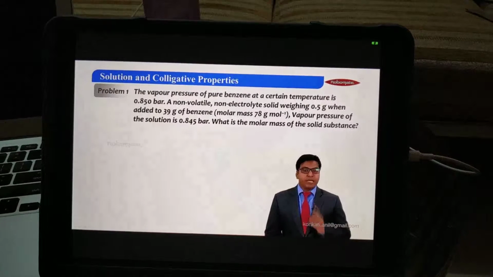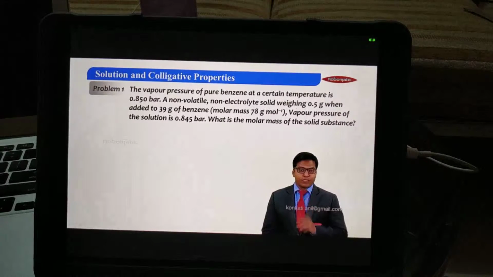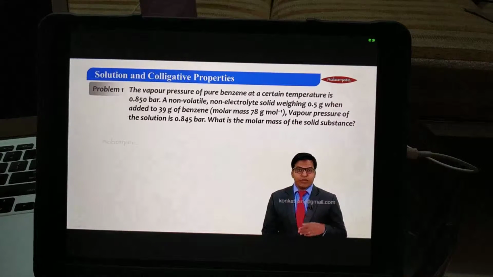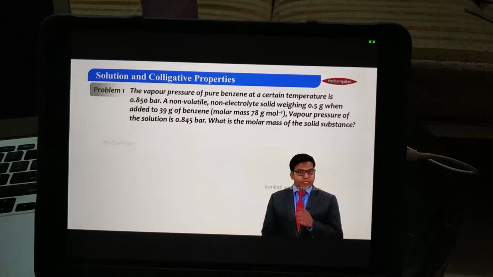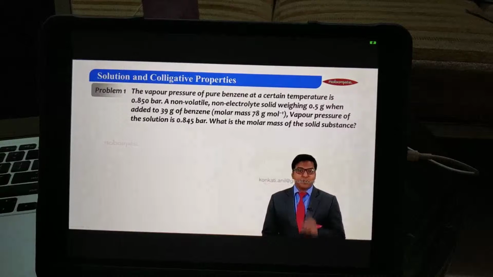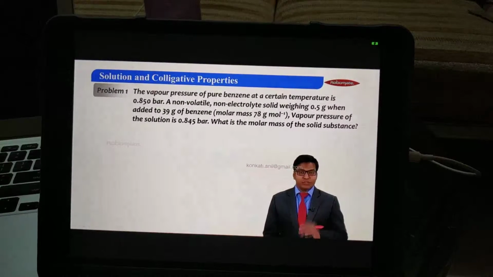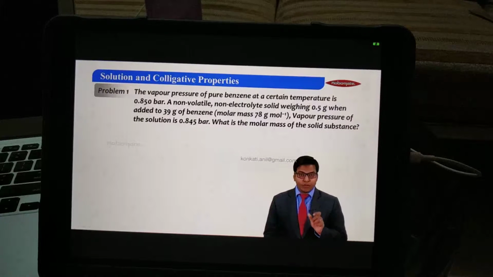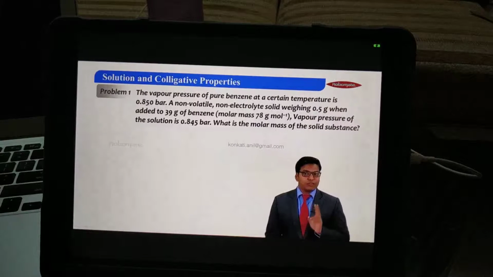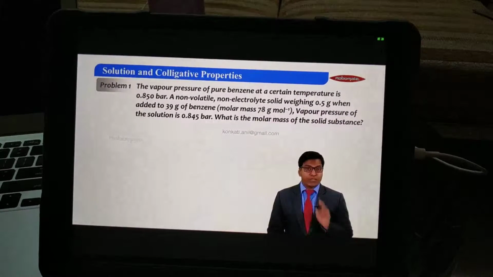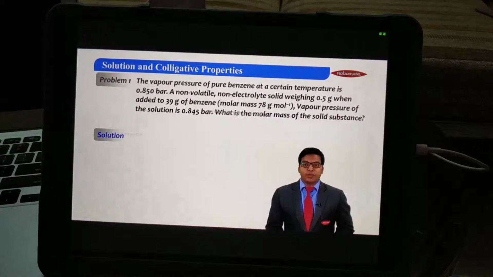One thing, please be aware of in the question: it is given non-volatile, non-electrolyte. That means it is not going to vaporize, it does not have volatility, which means we cannot apply Raoult's law on that. And non-electrolyte means it does not dissociate into ions, so the number of moles will always be the same before and after adding to the solution. These are the two things we should always check in the question. Okay, now let us see how we can solve it.